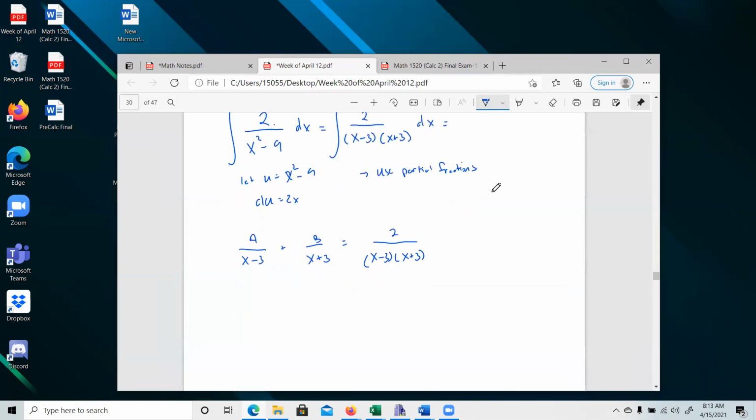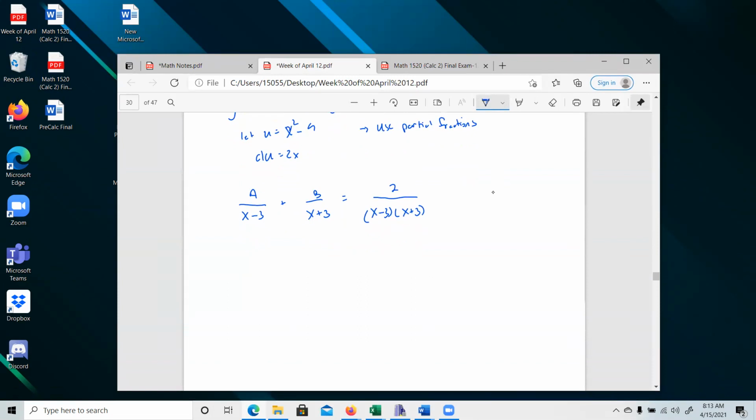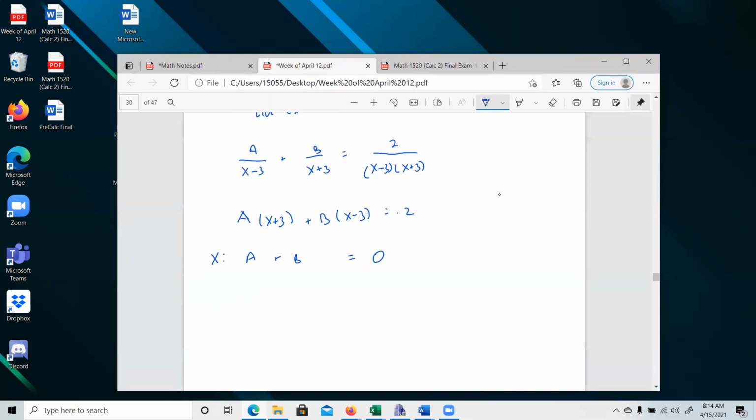Okay, so let's go ahead and hit this. So this is going to be a times x plus 3, plus b times x minus 3, is equal to 2. So equating my coefficients, here's my x values. So we have a plus b. Any x values on the right hand side? No, so there's none of them. And then here's my constants. So we have 3a minus 3b is equal to the constant 2. And then we just have to solve this.